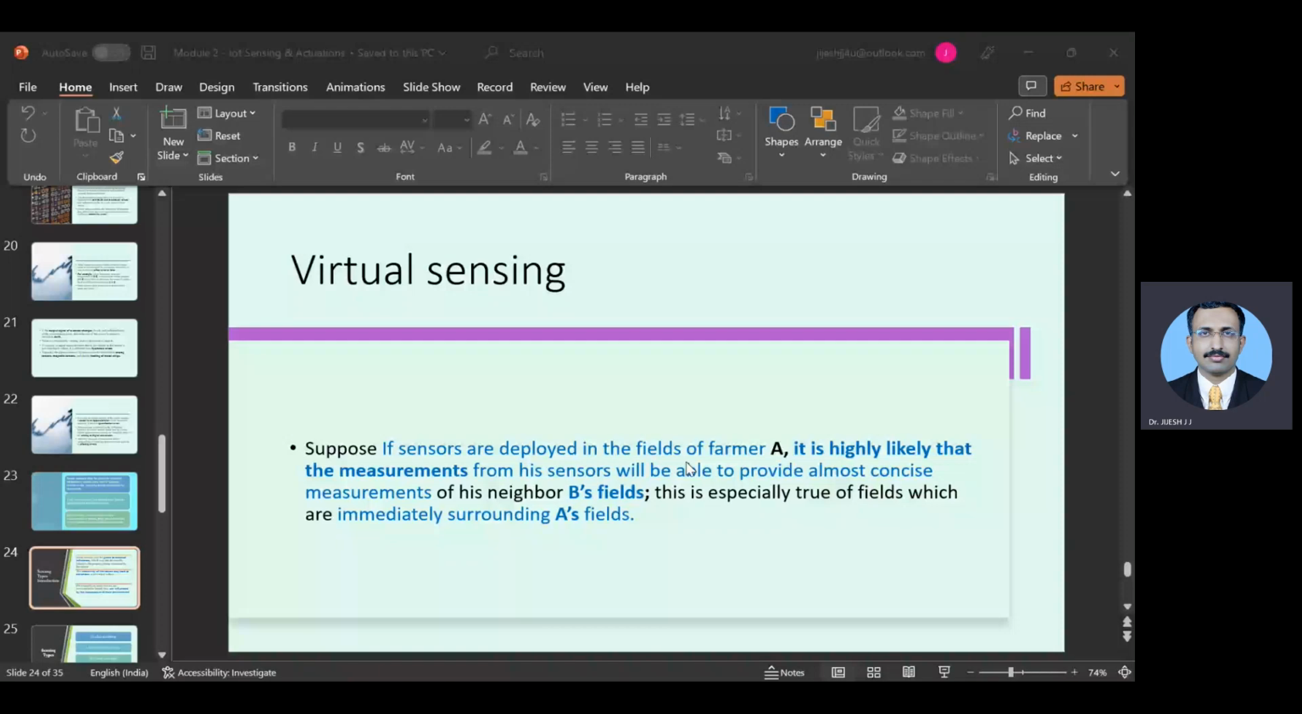So you can say that it is highly likely that the measurements from the sensor will be available and provide almost the same things for the neighbor B also. Okay. So this is immediately surrounded by, the only condition is the farm should be close by. It should be surrounded to farmer A. So let us see that.